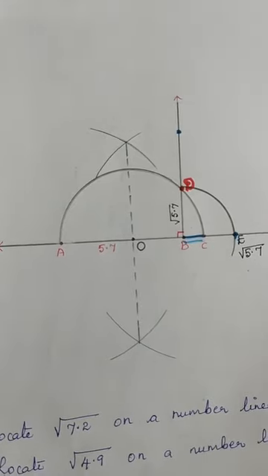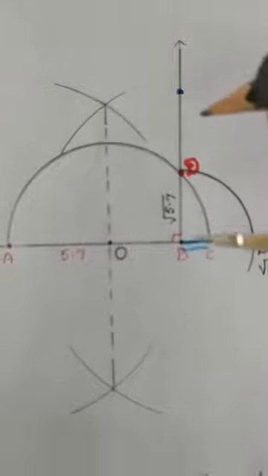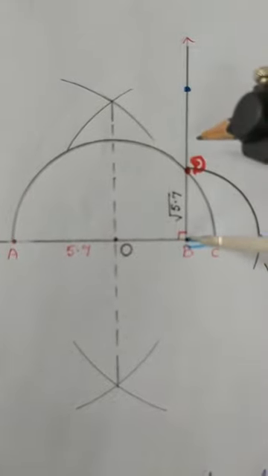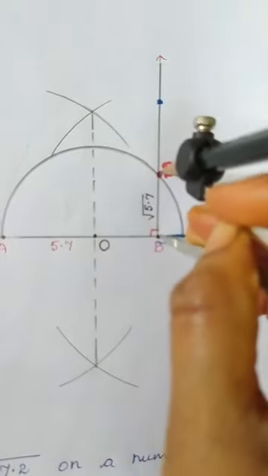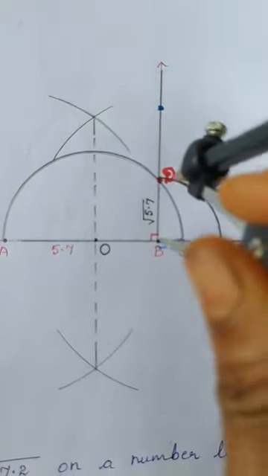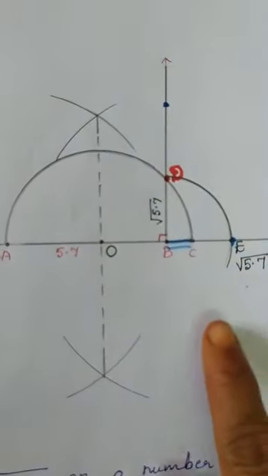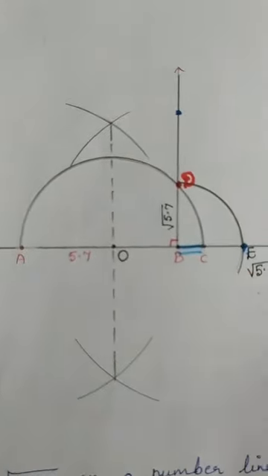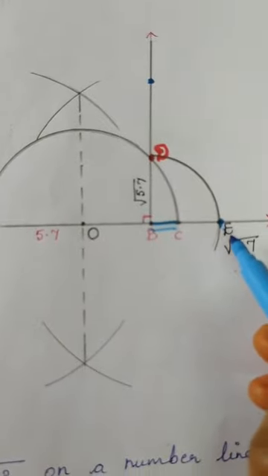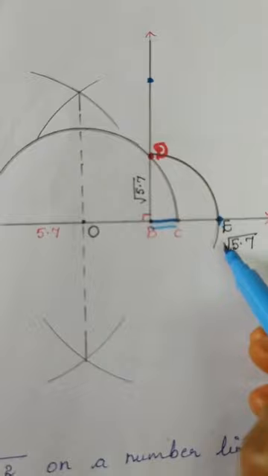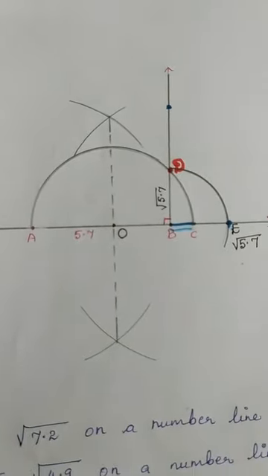Okay, over. Next step, I am going to adjust the compass again with the radius BD. See here, I adjust the compass to radius BD, this distance, and draw an arc like this. Once I draw this arc, it intersects the number line at the point E. Then E represents root 5.7 on a number line. I hope this is clear, children.